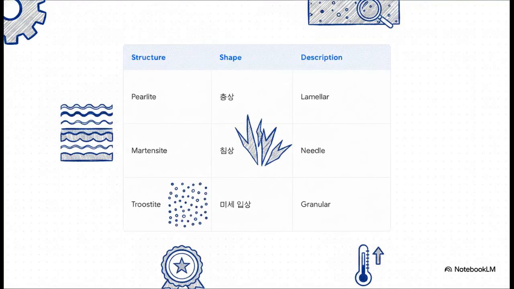Look at Pearlite. It forms in a lamellar shape, so think distinct, alternating layers. Then you've got Martensite, which is super needle-like, very sharp and jagged. But Troostite, it's totally different. It's characterized by its fine, granular shape. Recognizing this visual contrast, layers versus needles versus tiny little granules, is an absolute must-know for your exams. It's basically the visual fingerprint of the metal.